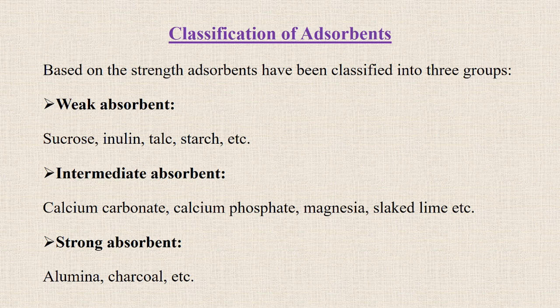Based on the strength of adsorbents, they are classified into three groups: weak adsorbents such as sucrose, inulin, talc, starch; intermediate adsorbents such as calcium carbonate, calcium phosphate, magnesia, slaked lime, etc.; and strong adsorbents such as alumina and charcoal, etc.